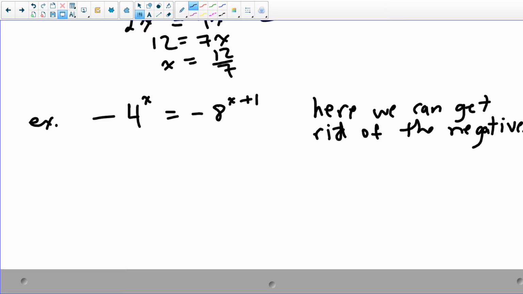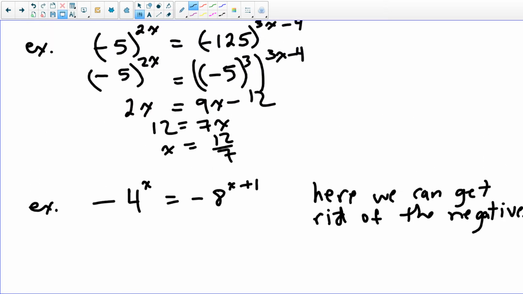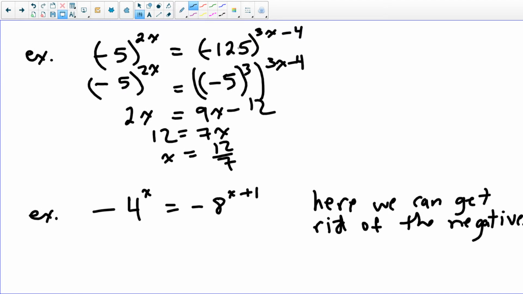Okay? And I want you to compare that question to this one. Why weren't we able to get rid of the negatives up here? Well, because the negatives are part of the base. That's what the bracket is showing. Here, the negatives are not part of the base, and it's very confusing, okay? Like I said before, some of your calculators don't even get this right.